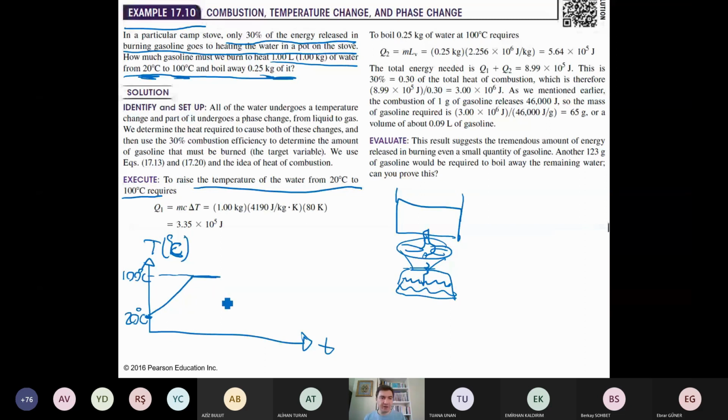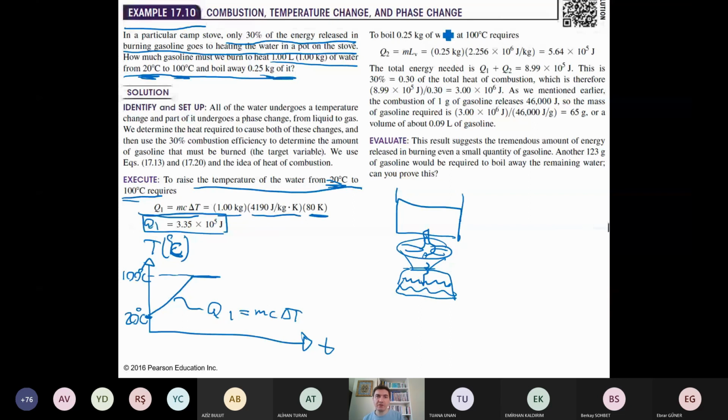So for this part, I write Q1 = mcΔT, and I calculate it. This one here is 1 kilogram of water, and this is the specific heat of water, and this is ΔT, the change in temperature from 20 degrees Celsius to 100 degrees Celsius. Then Q1 is this value in joules.